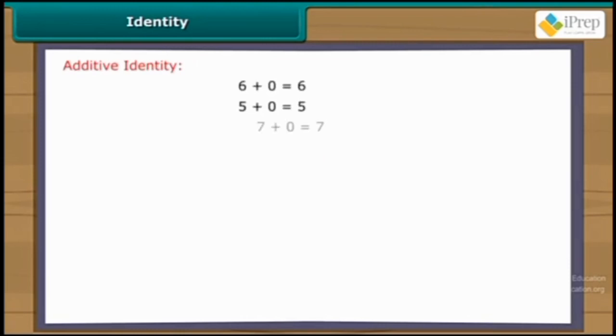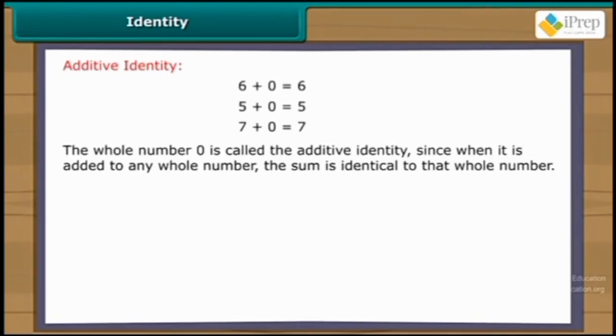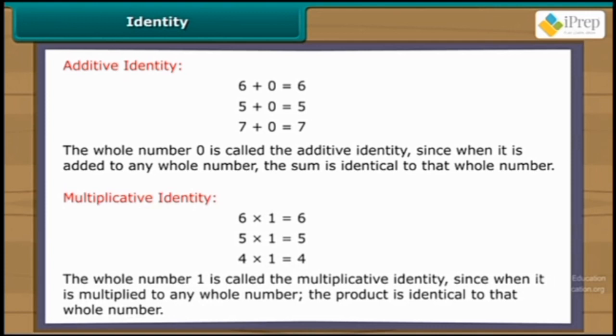The whole number 0 is called the additive identity, since when it is added to any whole number, the sum is identical to that whole number. The whole number 1 is called the multiplicative identity, since when it is multiplied to any whole number, the product is identical to that whole number.